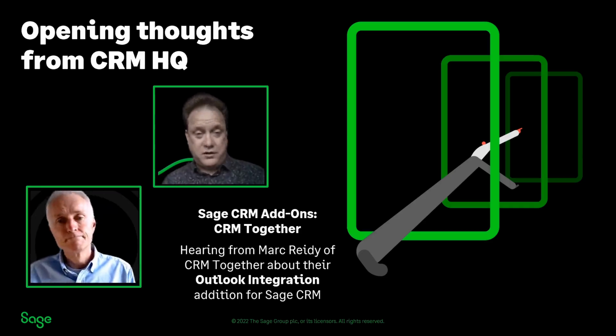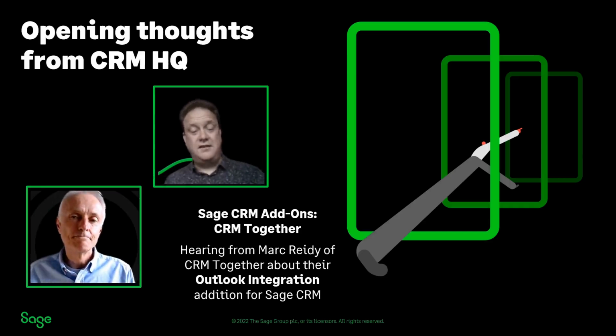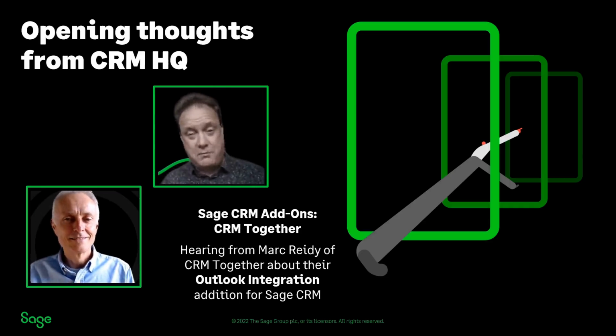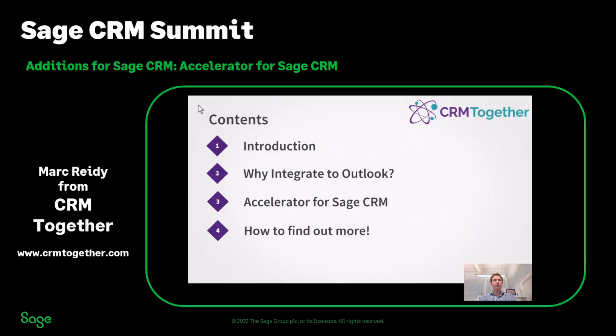It's a very good product and it really fits nicely into Sage CRM, where you need something more or something different from the paradigm that Sage CRM is going down. Let's take a look. So today we're going to do a quick intro. We're going to talk about why you would want to integrate with Microsoft Outlook. And then we'll run through the actual product itself. And finally, we'll round up with how to find out more information.